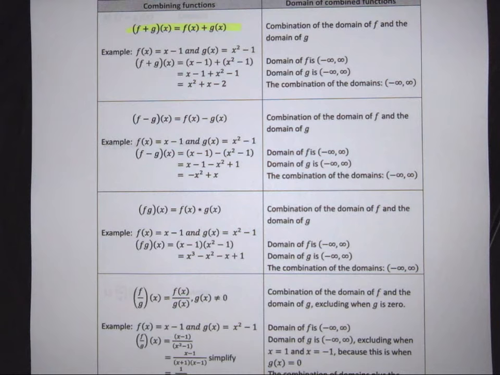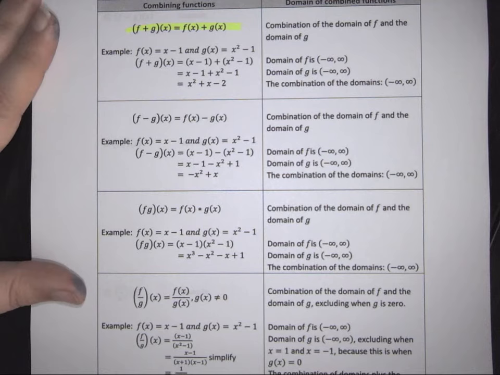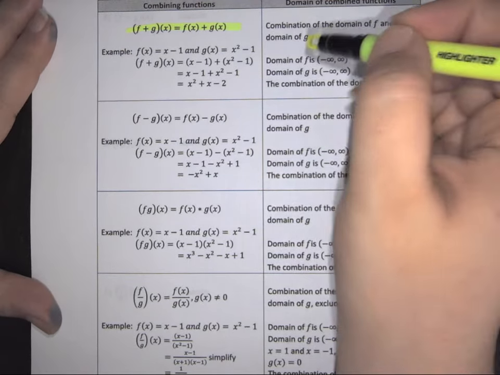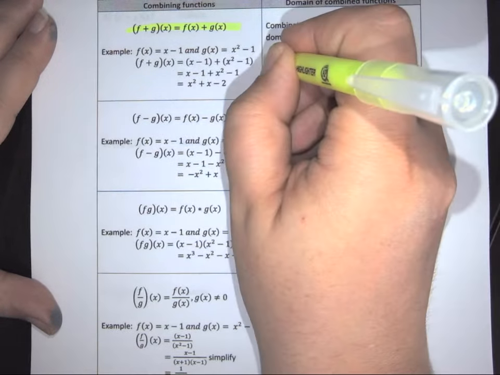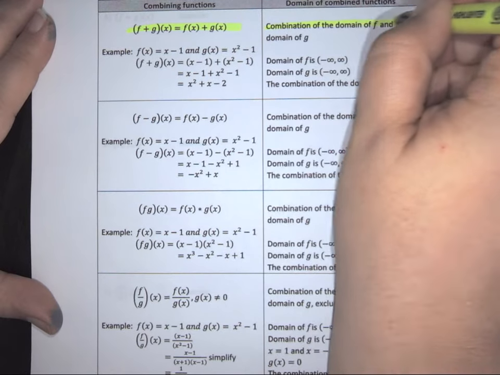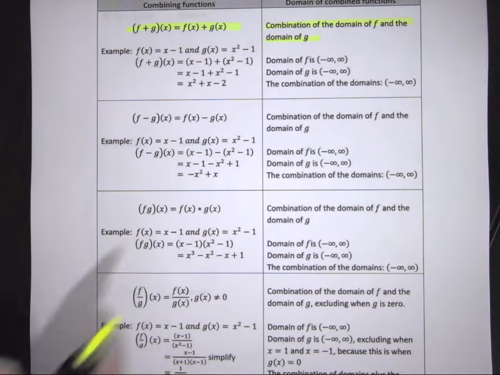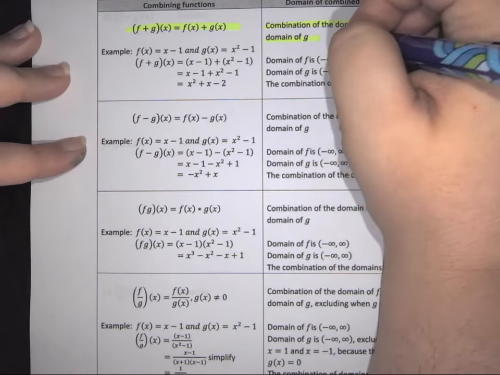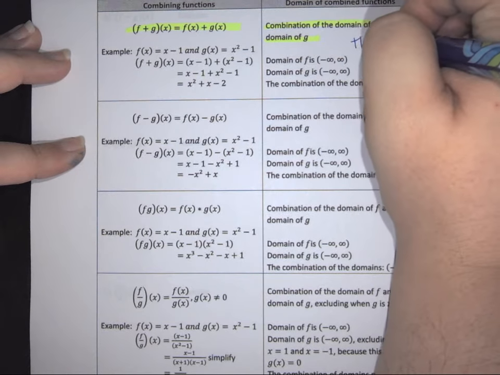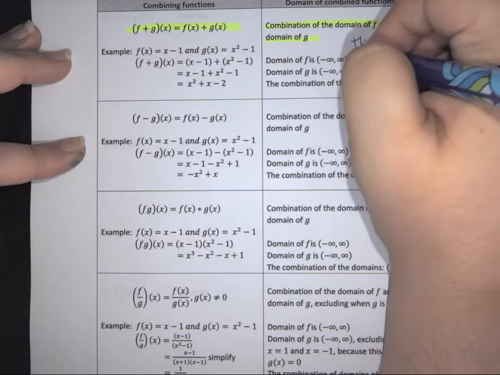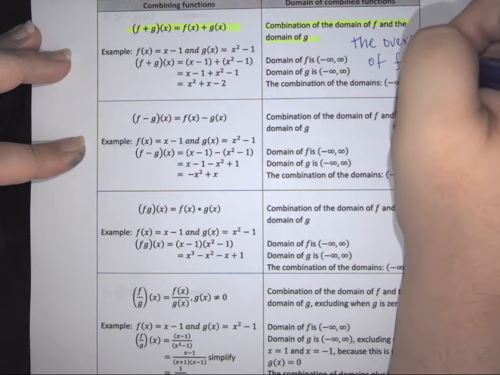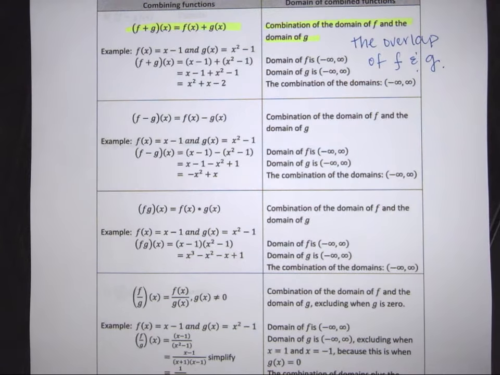So this is the rule right here up top, where we are combining two individual functions by adding them together. What you have to remember when you do that is that for the most part, the domain of the combination of f and g is essentially going to be the overlap. So what we are looking for is the overlap of f and g. The easiest way to find that would be to use the good old-fashioned number line.